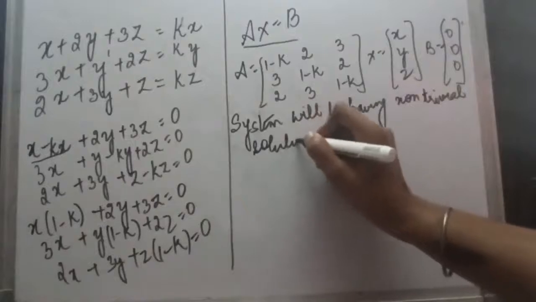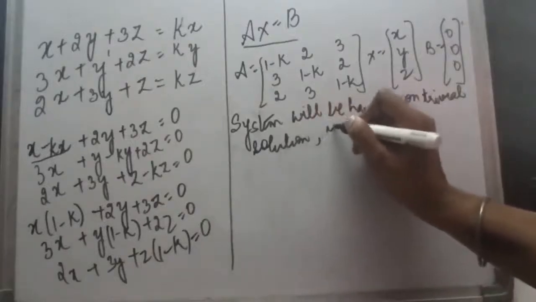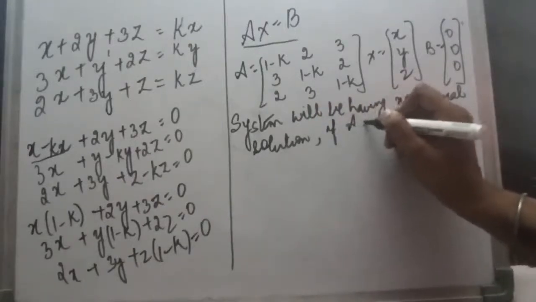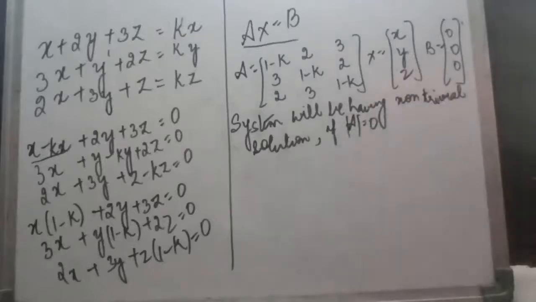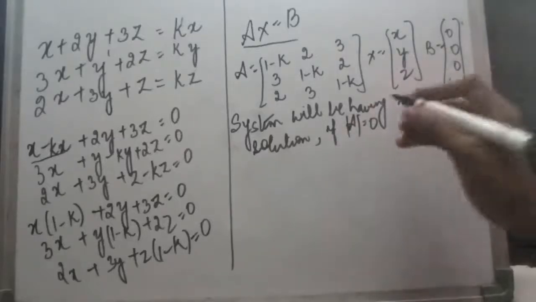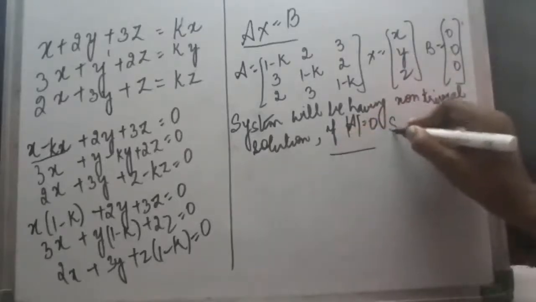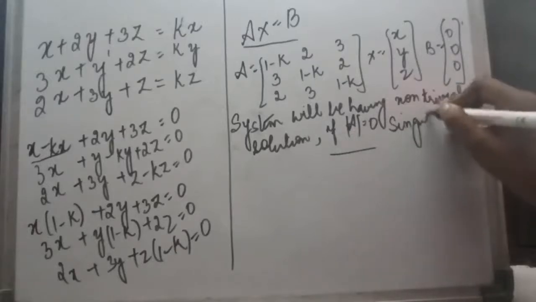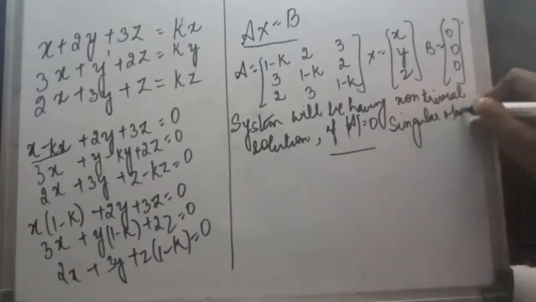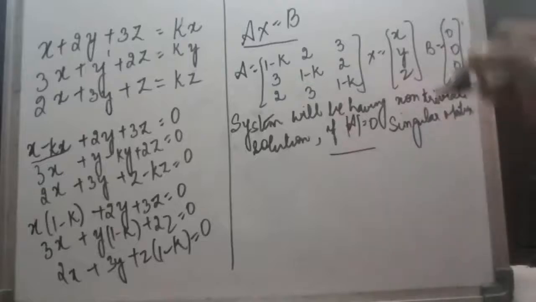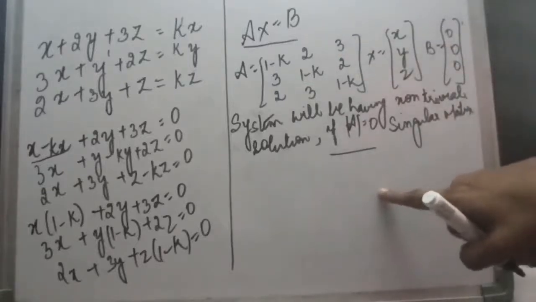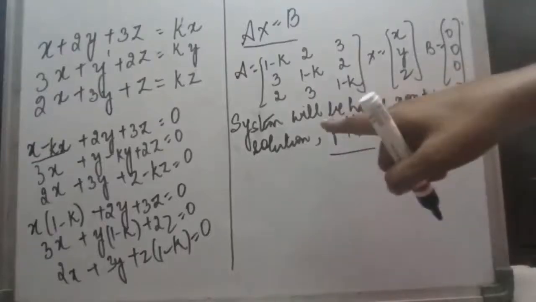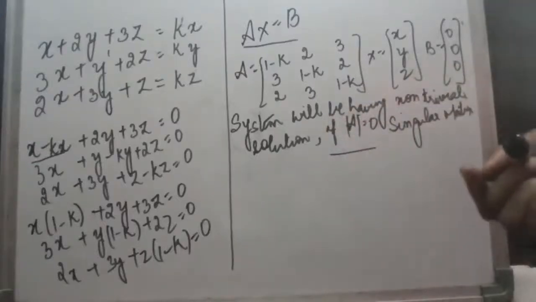Non-trivial solutions means we will be having no solution only if the determinant comes out to be 0. Only if our matrix is a singular matrix. When the determinant comes out to be 0, it is called a singular matrix. So my solution will be reached only when I keep the determinant equal to 0, and determinant equal to 0 means that my system of equations will have no solution.